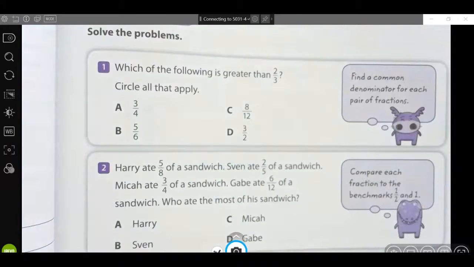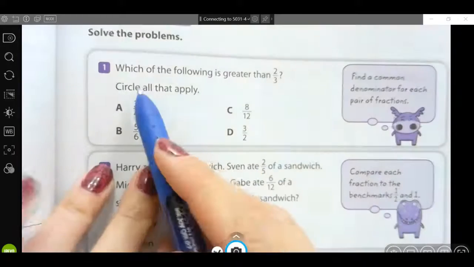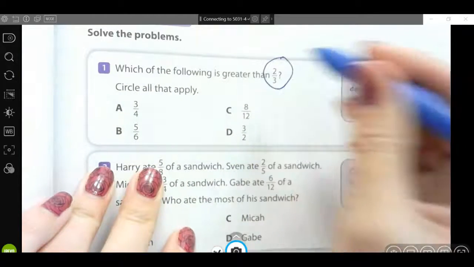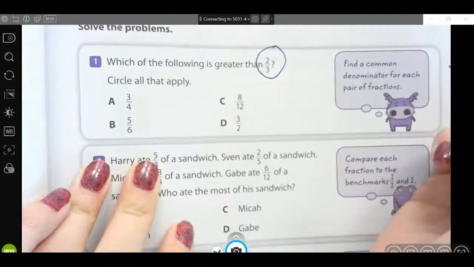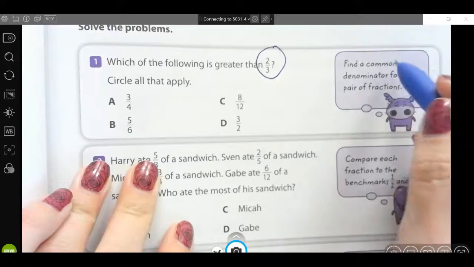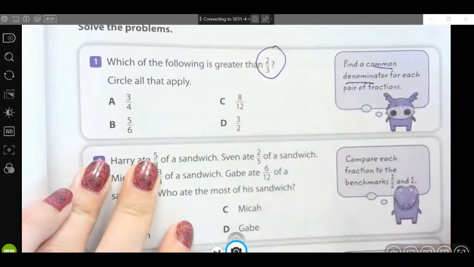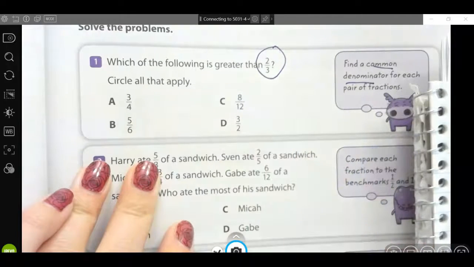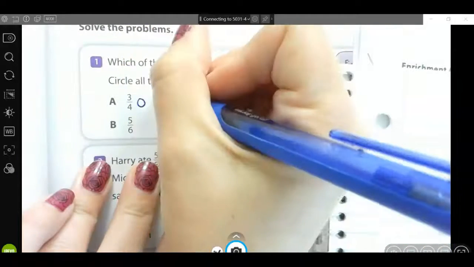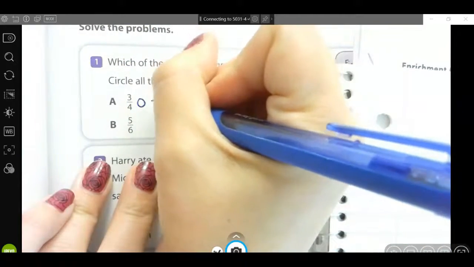So we are on page 163 in our practice book. And number 1 says, which of the following is greater than 2/3? Circle all that apply. What is our monster giving us a hint to do? Find a common denominator for each fraction. Awesome. Thank you, Colt. So that's what we're going to do in our notebook. We're going to do each one and find a common denominator. So we're going to compare each one to 2/3.